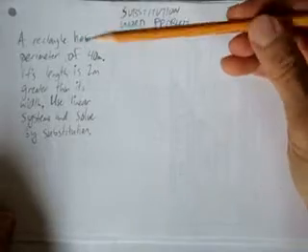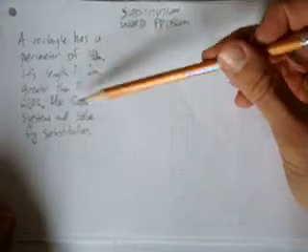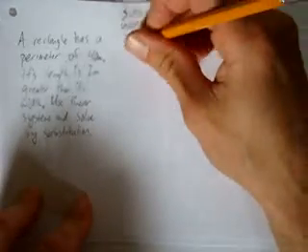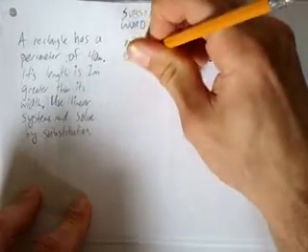A rectangle has a perimeter of 40 meters. Its length is 2 meters greater than its width. Use linear systems and solve by substitution. Alright, our answer. We're going to start by defining our variables.